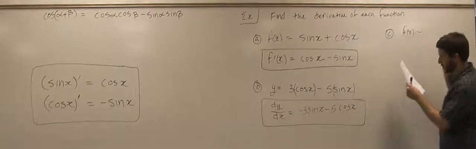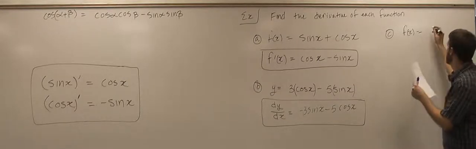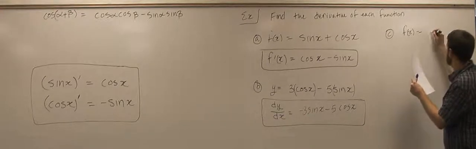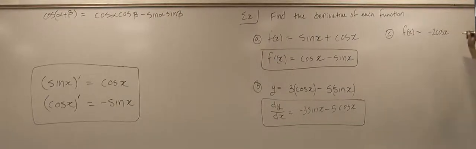x equals negative 2 cos x minus 1 over x.